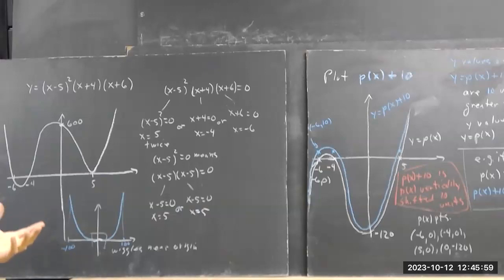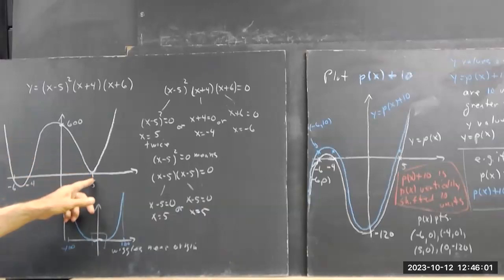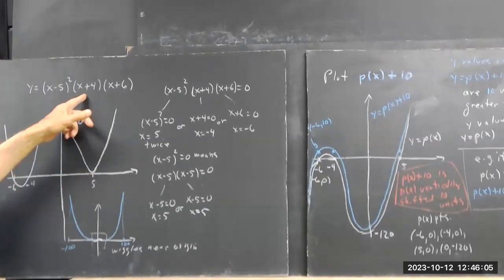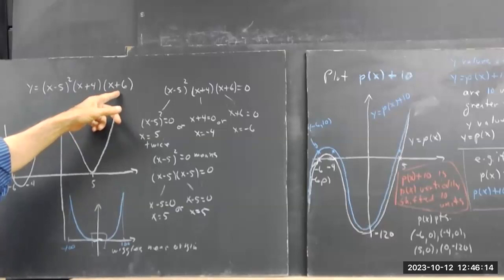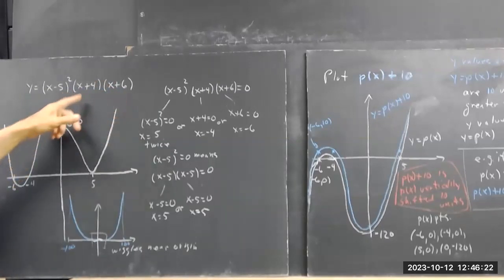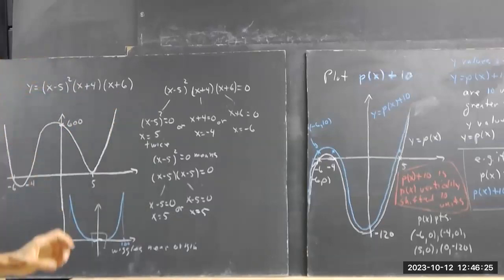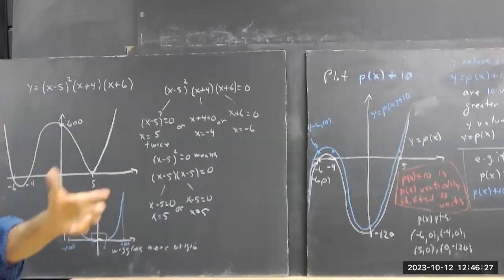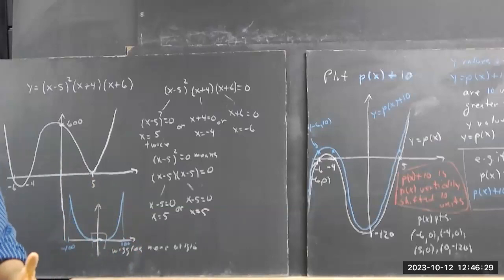Well, it's because when x is close to 5, x plus 4 is close to what? 9, right? X is close to 5, you add 4 to something that's close to 5, it's going to be close to 9. If you add 4 to something close to 6, it's going to be close to 10. So this is close to 9, this is close to 10. 9 times 10 is 90. So this is close to 90 times x minus 5 squared. Can you graph 90 times x minus 5 squared?